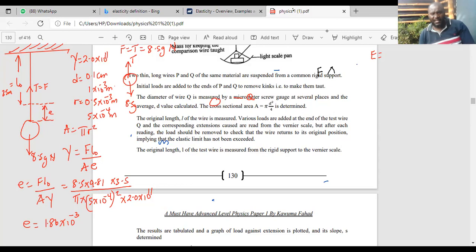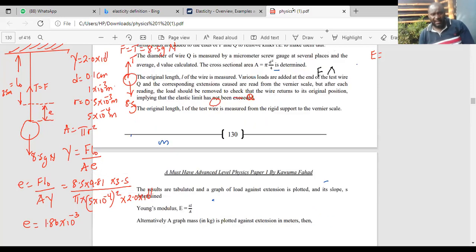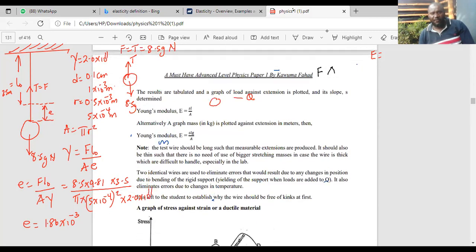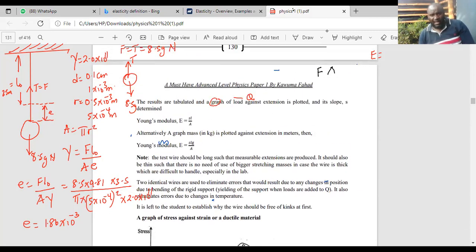So the original length of the test wire is measured from the rigid support, the vernier scale, and the results are tabulated, and the graph of load against extension is plotted. And its slope is determined. And the Young's modulus can be determined from there. Young's modulus can be determined from the slope times the length of the material, which is the test wire, divided by its cross-sectional area. Then alternatively, we can also plot extension versus the load. At first, I've said we plot load versus extension. But if the reverse is true, the expression will look like that.